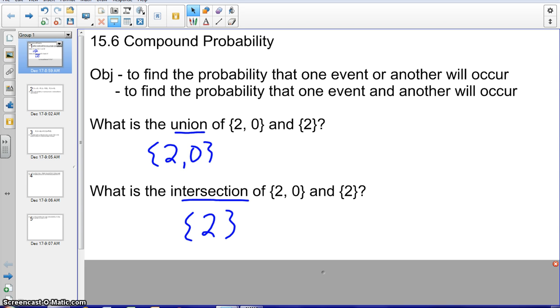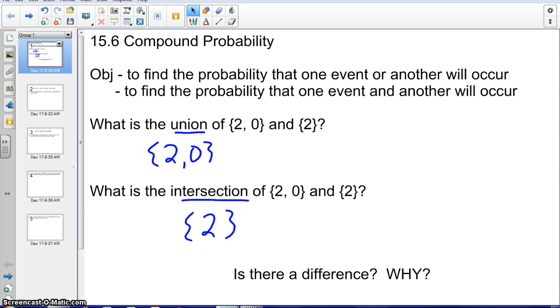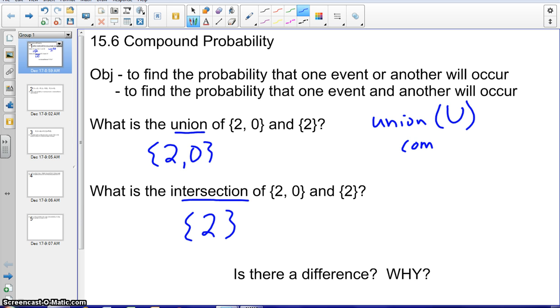Okay, so for the first one, we're dealing with the union. The union of those two sets would be the set 2, 0, and the intersection of those same two sets would be 2. So let's talk about the difference between these. Well, union, as you recall, this is an OR problem. Use the U to stand for union. This is when we combine both sets together. You'll often hear me say weld the two sets together. So in other words, combine everything in both sets and put them in one set.